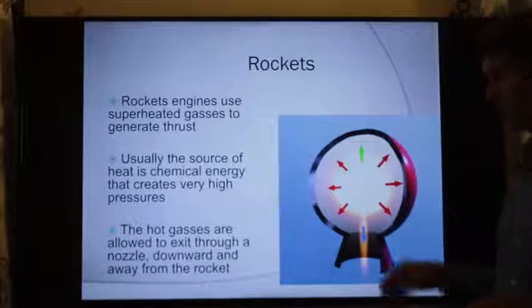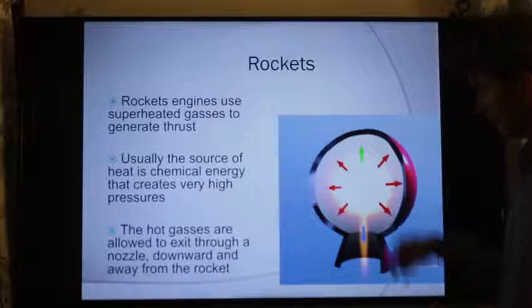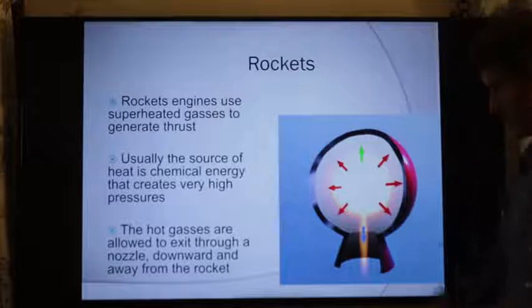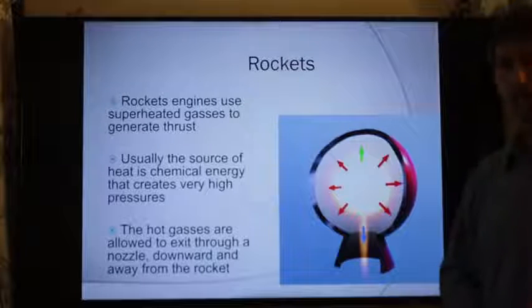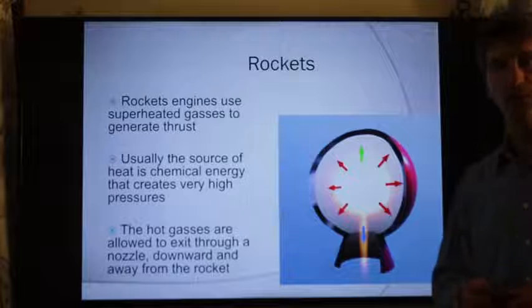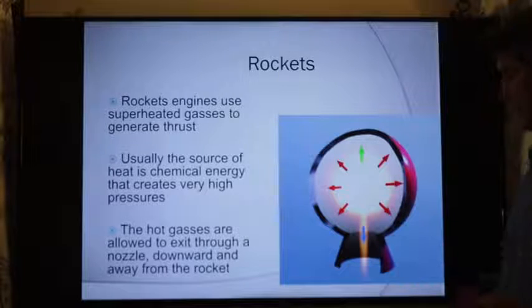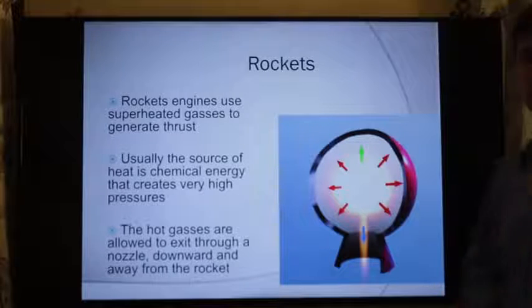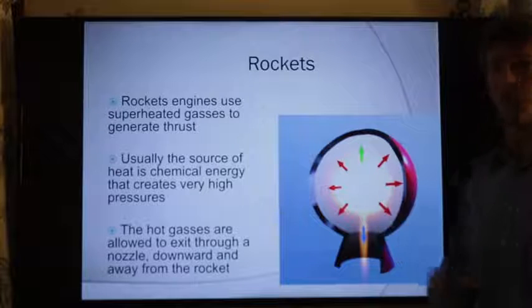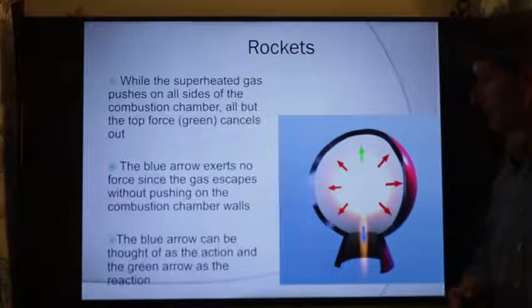If we allow some of the hot gas to exhaust downward, there's our action. The gas is being forced this way. The reaction is this force, which is not being canceled out by any other force, because the blue force is not pushing on the walls. The green force will push the rocket upward.